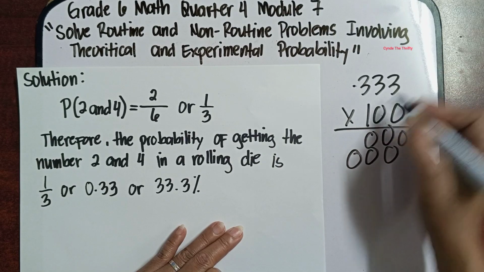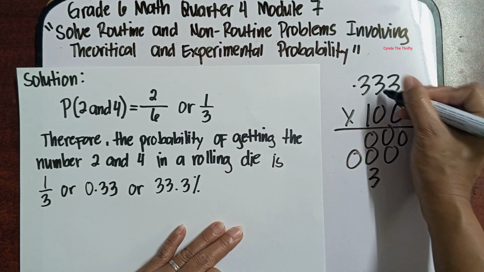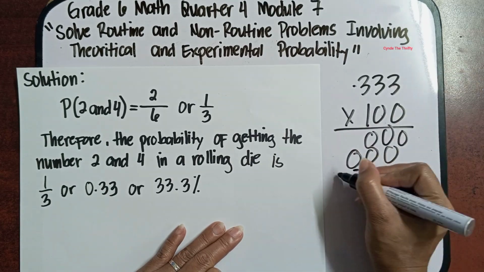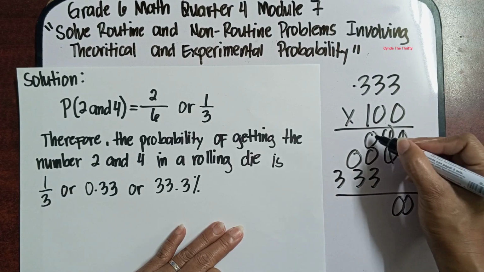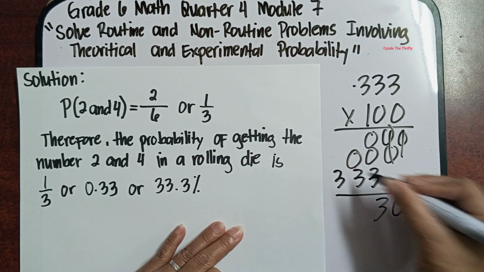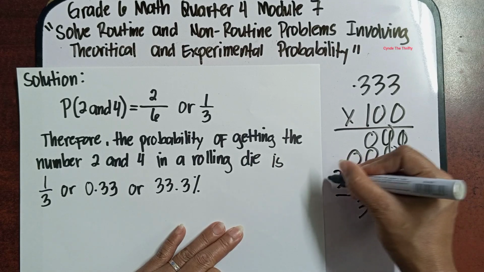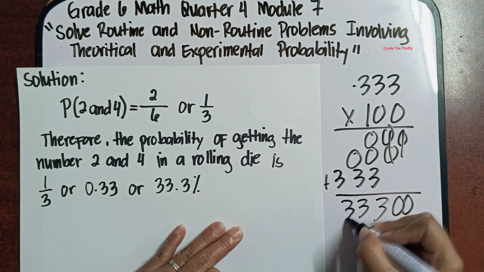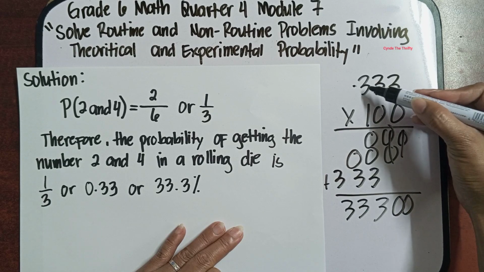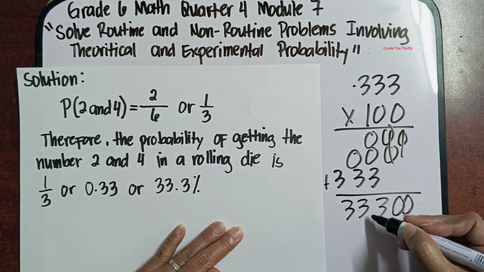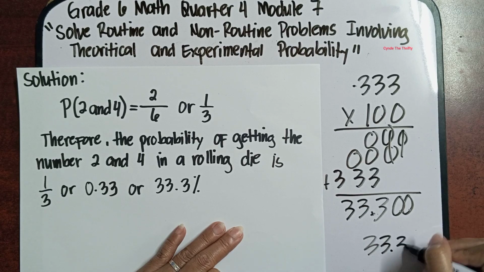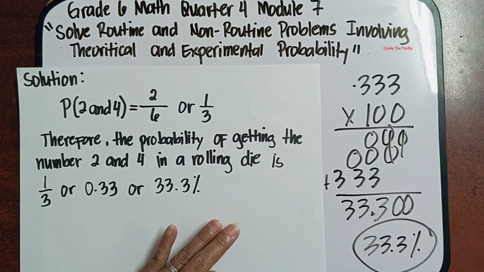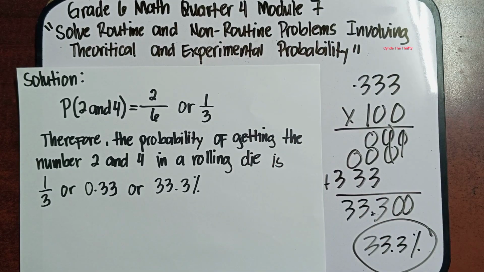So, 1 times 3 is equal to 3. So, 1, 2, dalawang 0, and then 0, 0, 3. So, 3. 0 and 3 is 3. Add na tayo dito. And then bring down 3. So, ilang decimal point? 1, 2, 3. So, that's why naging 33.3% siya kapag i-convert mo siya into percent.